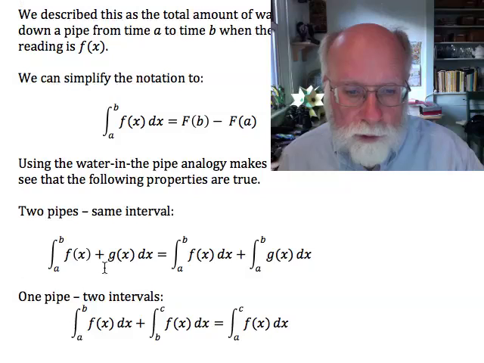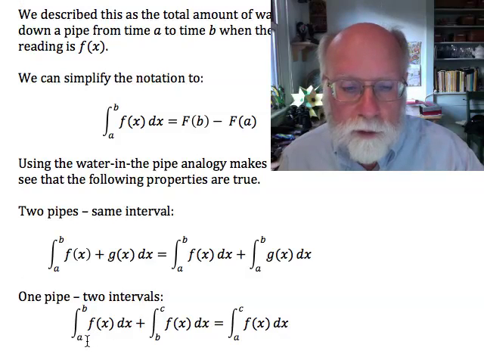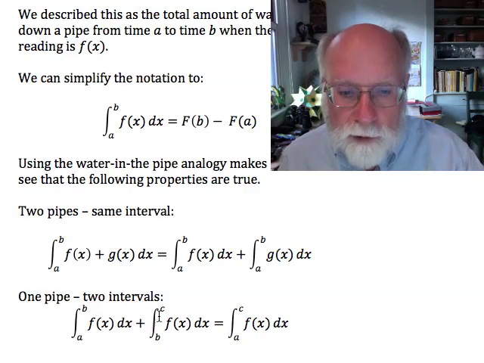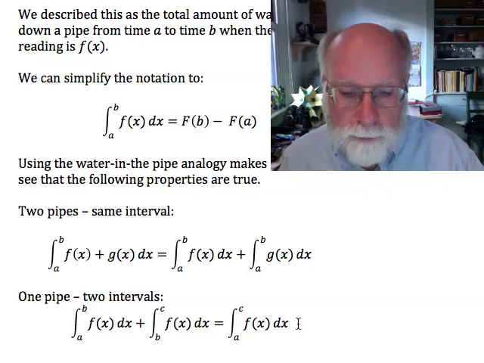And the second rule says that if you have one pipe but you have two consecutive intervals that you're measuring, the total flow during the first interval plus the next consecutive interval will actually be the total amount over the two intervals combined. So the integral from a to b of f of x dx plus the integral from b to c of f of x dx is the integral from a to c of f of x dx.